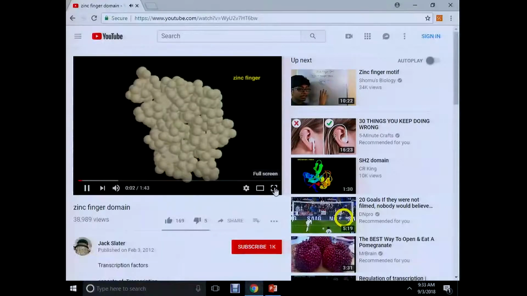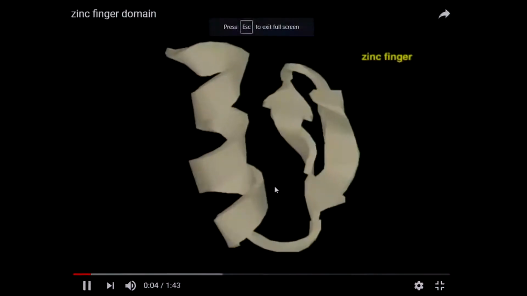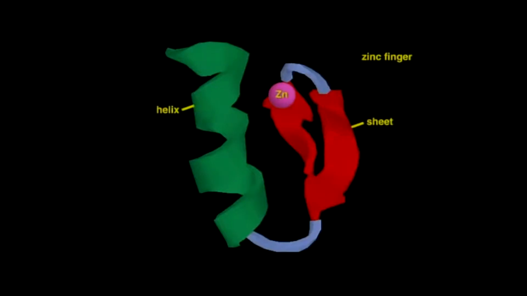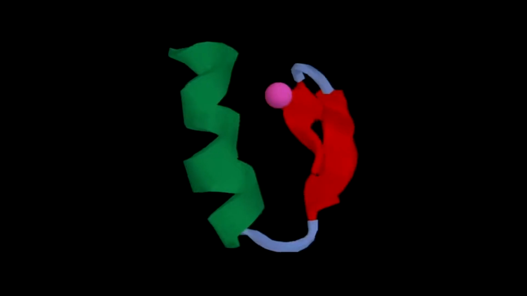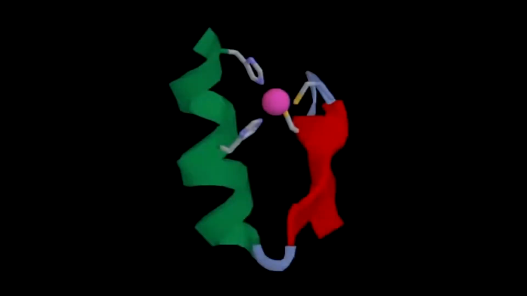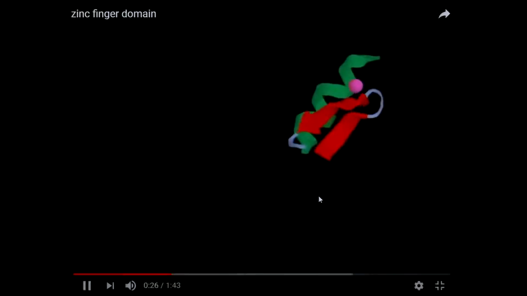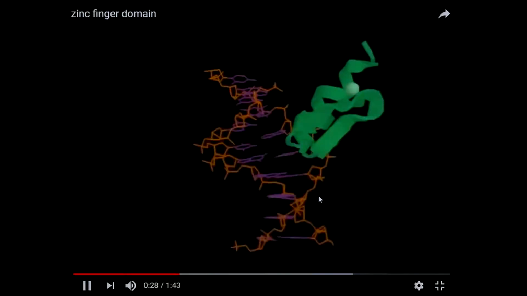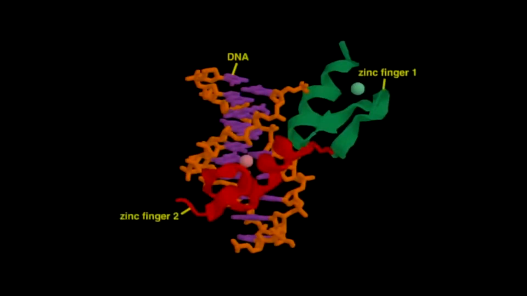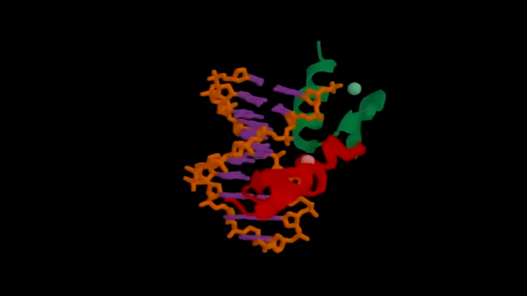Zinc finger domains are structural motifs used by a large class of DNA binding proteins. They use centrally coordinated zinc atoms as crucial structural elements. The zinc atom is coordinated by two cysteine residues from the beta sheet and two histidine residues from the alpha helix. A single zinc finger domain is only large enough to bind a few bases of DNA. Zinc fingers are often found in tandem repeats as part of a larger DNA binding region.